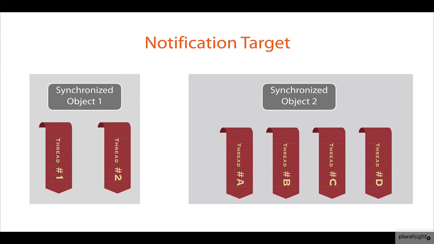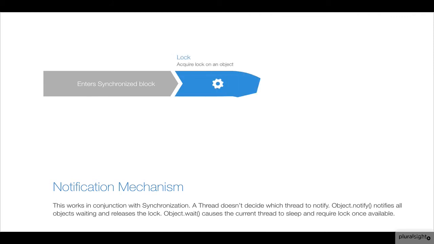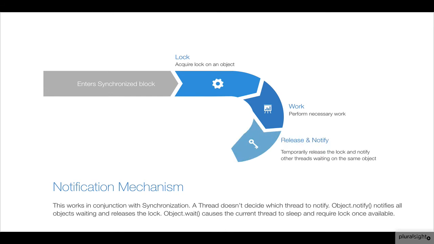Putting everything together, it works like this. A thread acquires a lock by entering a synchronized block and prevents other threads from acquiring a lock on the same object. Meanwhile, the second thread starts running but can't enter the synchronized block. The first thread performs the necessary work, releases the lock temporarily without leaving the synchronized block, and requests the object to notify other threads waiting on the same object.